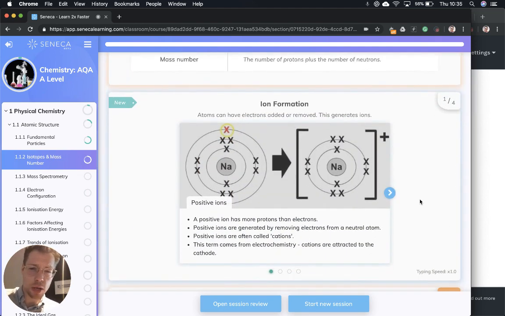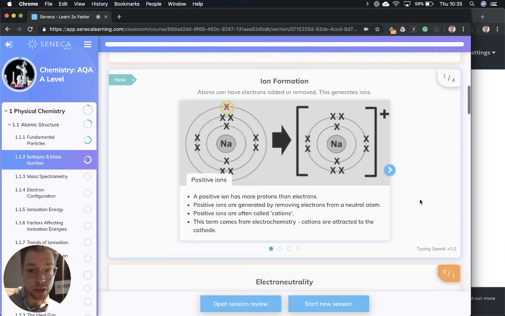Okay, now we're going to talk about some ion formation. So, we've talked about protons, we've talked about neutrons. Seems like something's missing maybe. Well, the thing that's missing, electrons, okay? So atoms have electrons that can be added or removed to generate ions. A positive ion has more protons than electrons because electrons have a negative charge. And to generate positive ions, we remove electrons from a neutral atom, and this produces a positive cation.